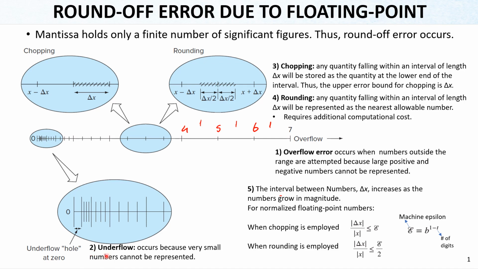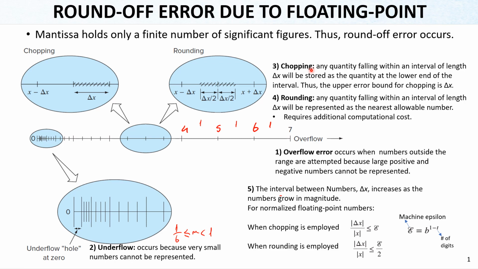Second, underflow. Underflow is that we cannot show some numbers smaller than the mantissa value, which is, for example, we said that the mantissa is smaller than 1 divided by b. So if we try to show smaller numbers than this, then it becomes underflow. So very small numbers cannot be represented. And we showed this in the previous example already, that we cannot show some numbers smaller than 100.